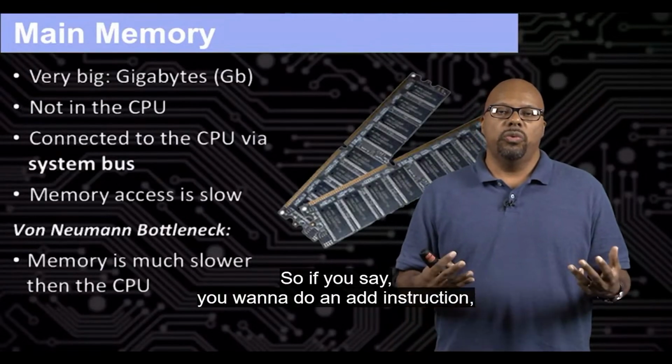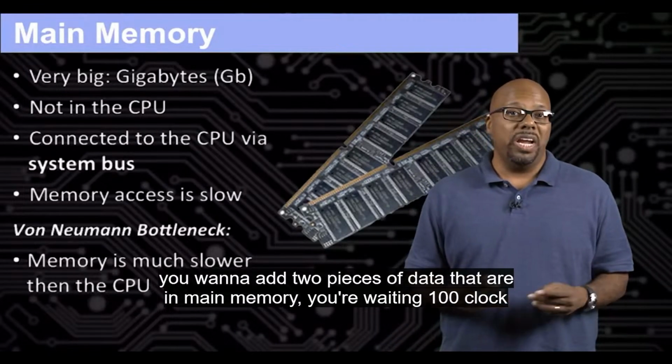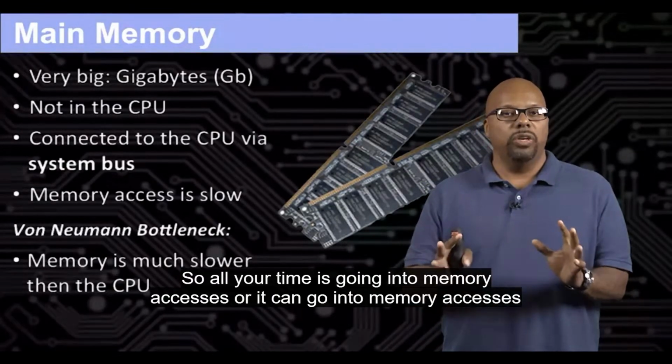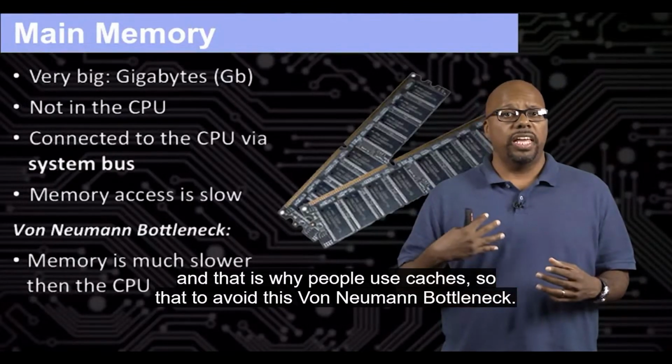So if you want to do an add instruction, adding two pieces of data that are in main memory, you wait 100 clock cycles for that data to show up, and then the add itself takes one clock cycle. So all your time can go into memory accesses, and that is why people use caches, to avoid this von Neumann bottleneck.